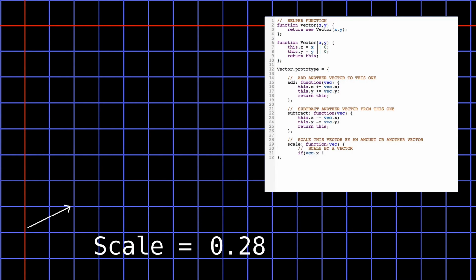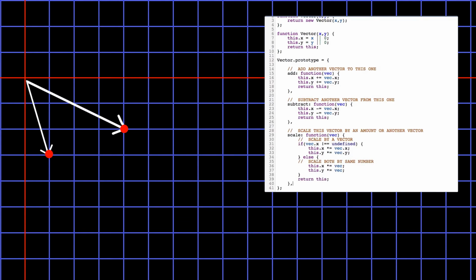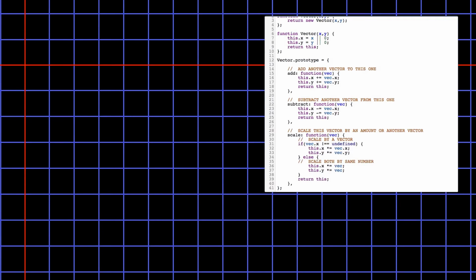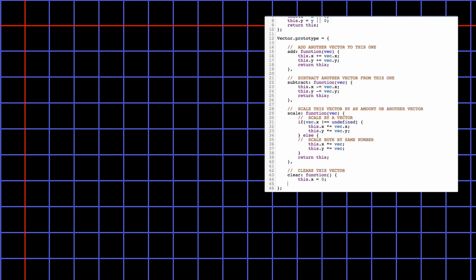Scaling vectors allows us to change the length of it. If you have 2 points, you can subtract one from the other to get a vector that points between them. You can then scale that vector and add it to the first point to find any point along the line or beyond. See, simple stuff. A couple of other quick ones.